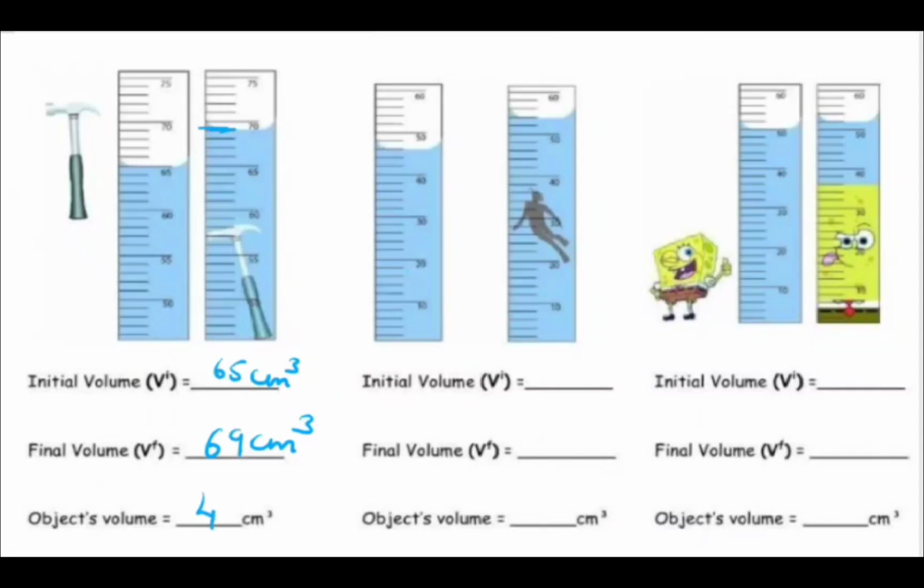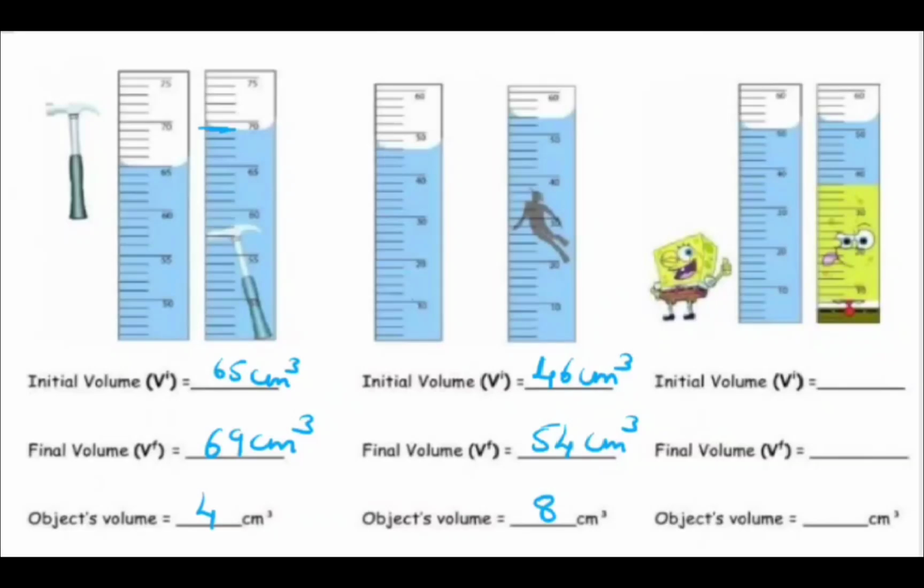69 minus 65. This is 10, 20, 30. So a gap of 2, 4, 6, 8, 10. Gap of 2. So this is 40, 42, 44, 46. Initial volume is 46 centimeter cube. Children, get into the habit of writing the unit each time. 50, 52, 54. 54 centimeter cube. Difference of 8 centimeter cube.